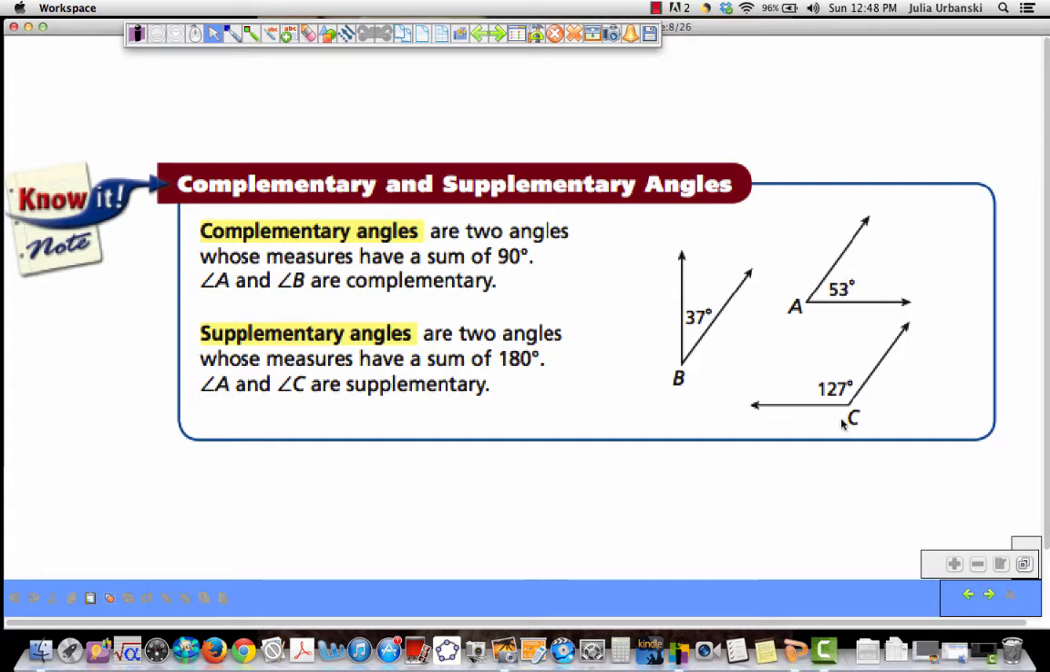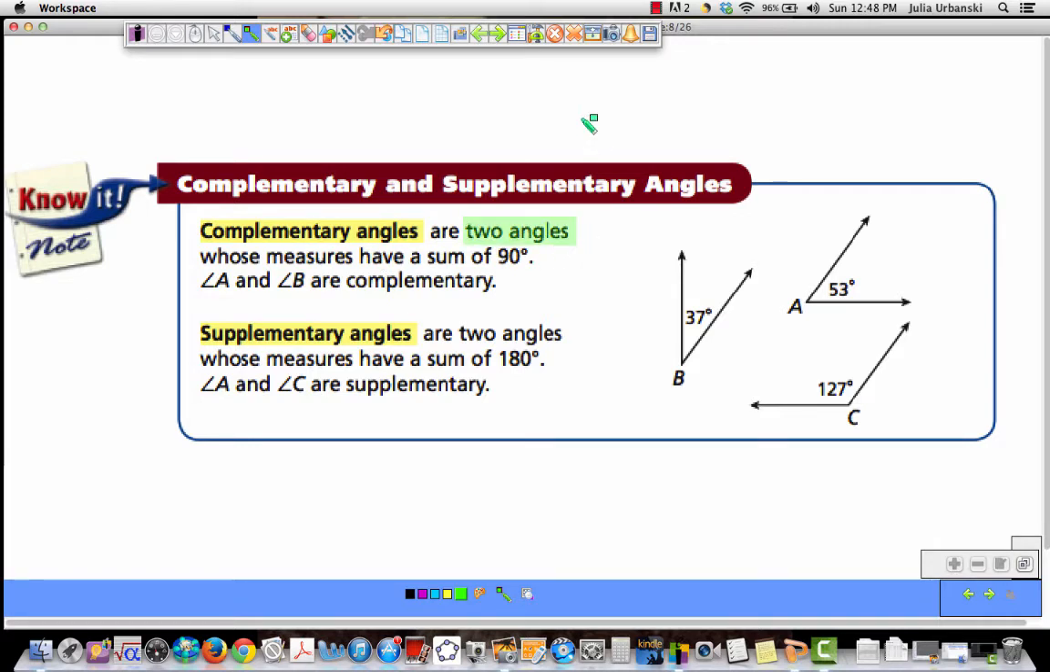Some people get confused on this. Since you have it written in your test booklet, you don't have to memorize it. But if you don't feel like flipping through your test booklet all the time, you can remember since C comes first in the alphabet, it goes with the smaller number, 90 degrees. Since S comes later in the alphabet, further along, it goes with the bigger number, which comes later on the number line.